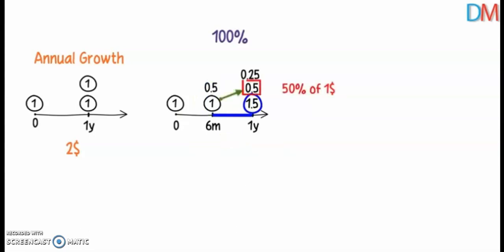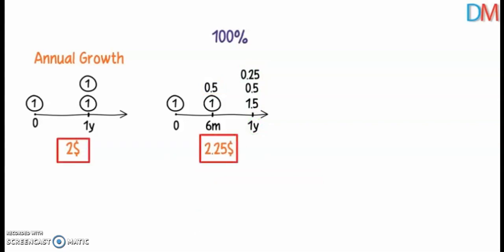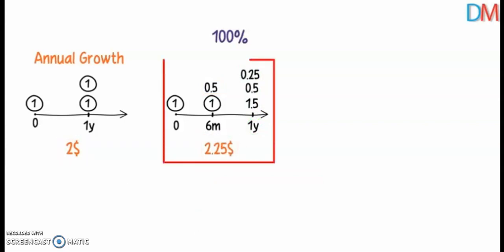So 50% of $1 will be 50 cents, and this time the 50 cents also earned 50% interest, that will be 25 cents. This 1.5 is the sum of the original dollar and the 50 cents we made here. So at the end of the year, we have our original dollar, then we have the 50 cents that our original dollar made, and we also have the 25 cents that these 50 cents made. A total of $2.25. This is better than doubling.